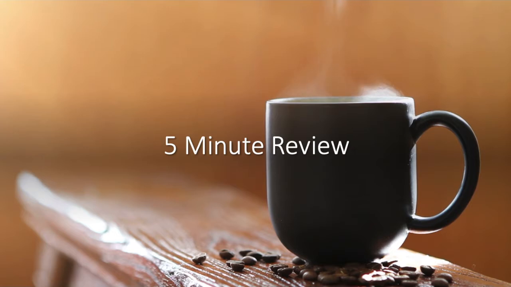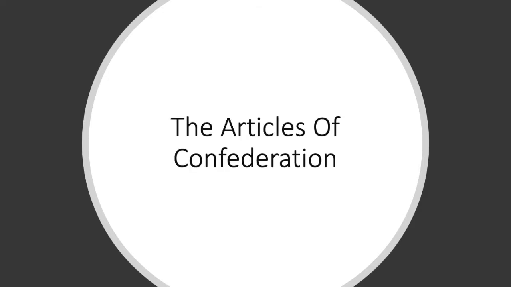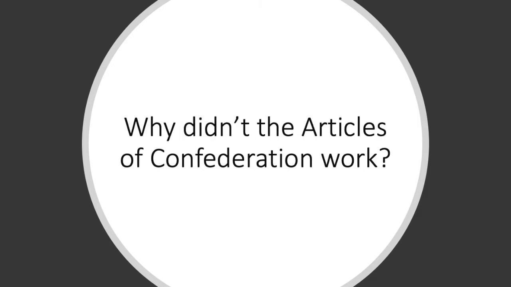Whenever you're thinking about a test or a quiz coming up, you can always come back here or create one of these yourselves. I'll try to do another one later on in the year so that you get a little bit of extra help reviewing. Let's start it off and let's try to go quick to save you guys some time. First, what was the United States' first Constitution called? The Articles of Confederation. Why didn't the Articles of Confederation work?